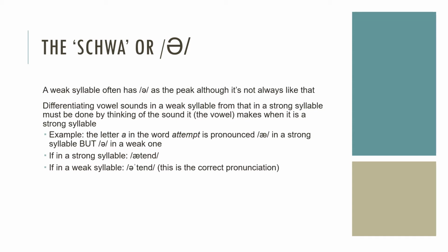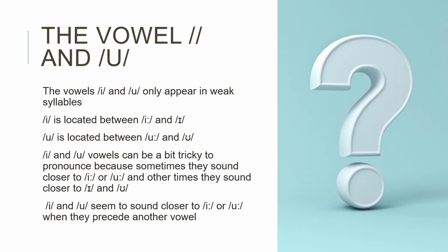the correct pronunciation. Next is the vowel E and U. The vowel E and U only appear in weak syllables. E is located between the long vowels E and E. U is located between the long vowels U and O.